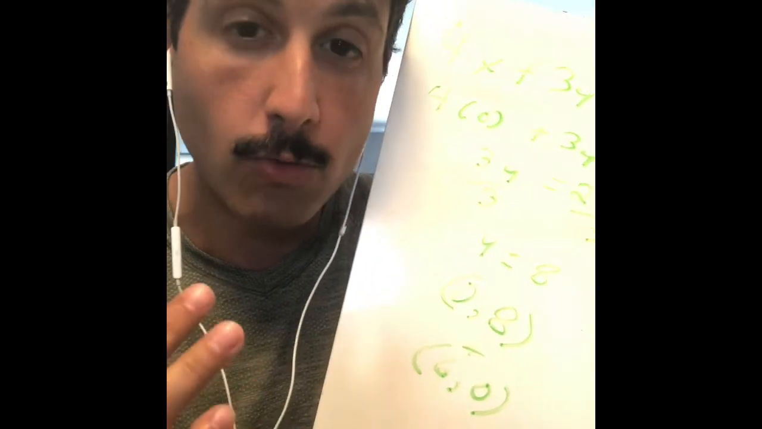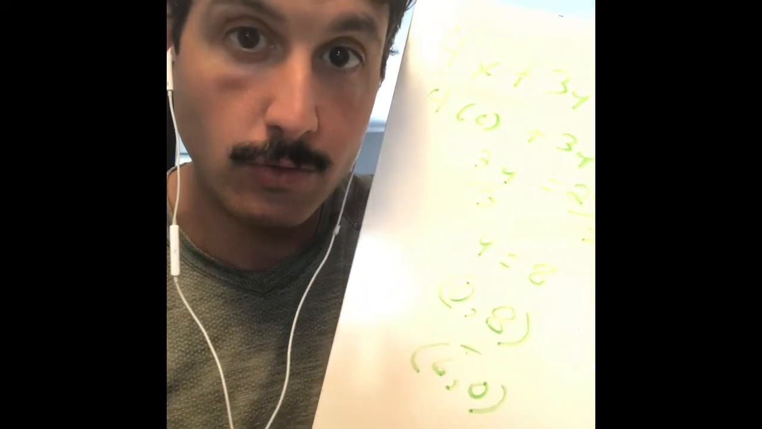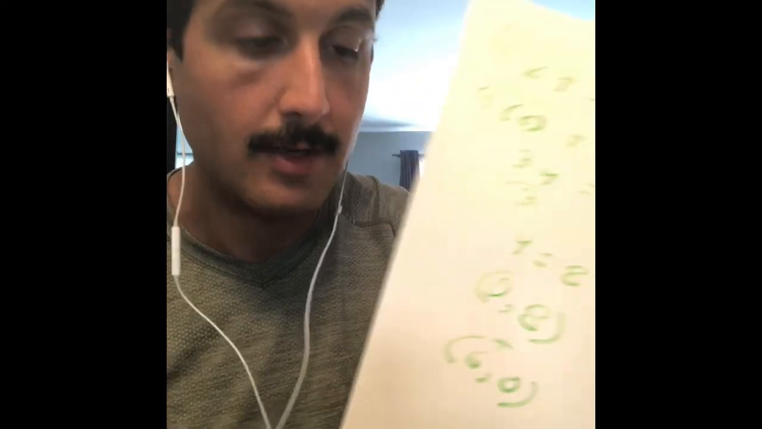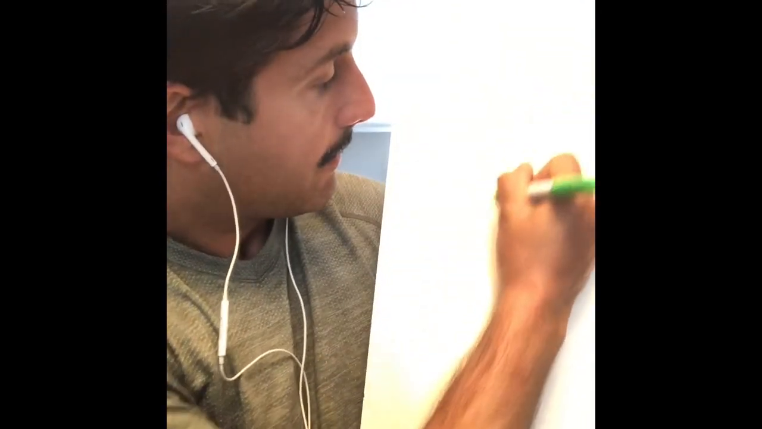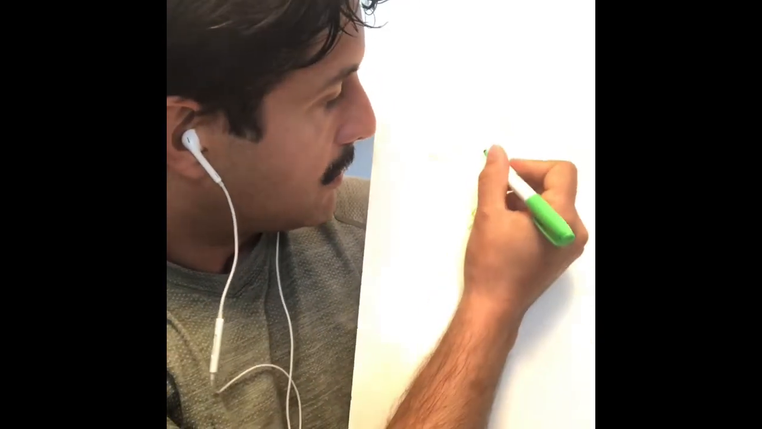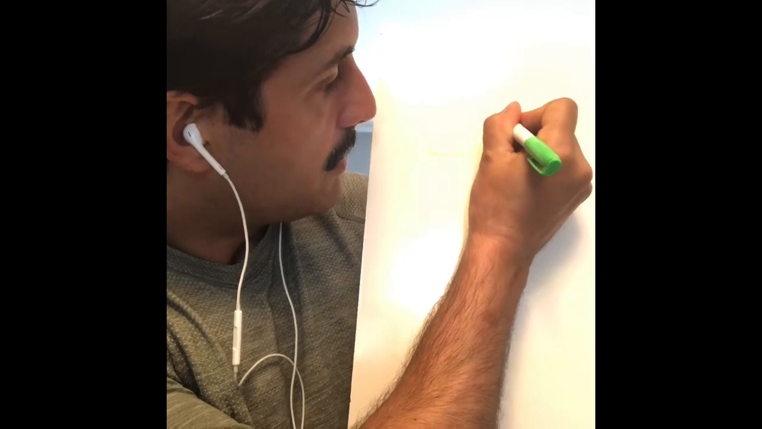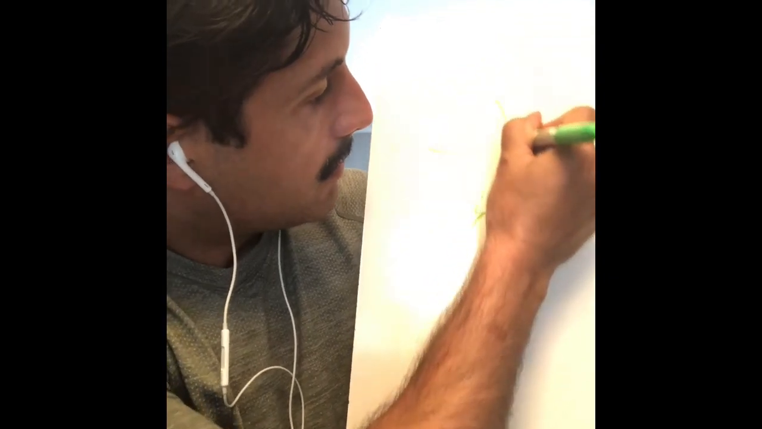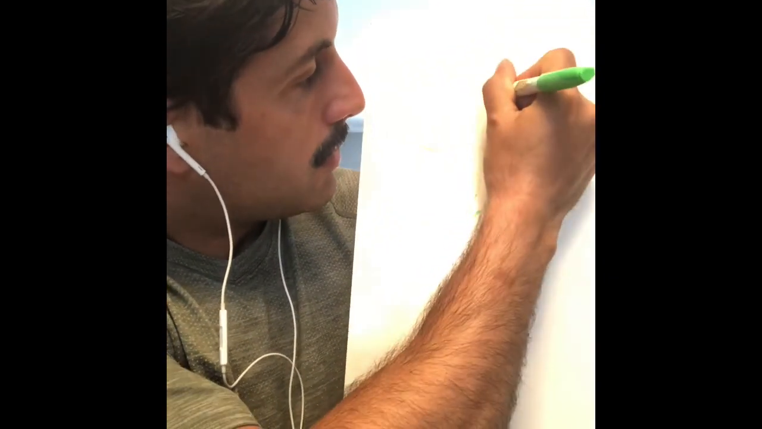And remember, I can graph this because as soon as I have 2 points on a line, I connect the dots and I have my line. So that's what I'm going to do now. I'm going to graph it. I've got (0, 8) somewhere up there, and I've got (6, 0) somewhere down there. And there's my line.